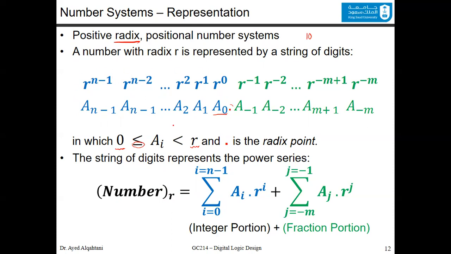That's what we call the integer portion of the number. We add to this value the fraction portion of the number, which is again the same idea: A-1 multiplied by R^-1, plus A-2 multiplied by R^-2, and so on, up to A-M multiplied by R^-M. And this mathematical equation shows what we described right now.